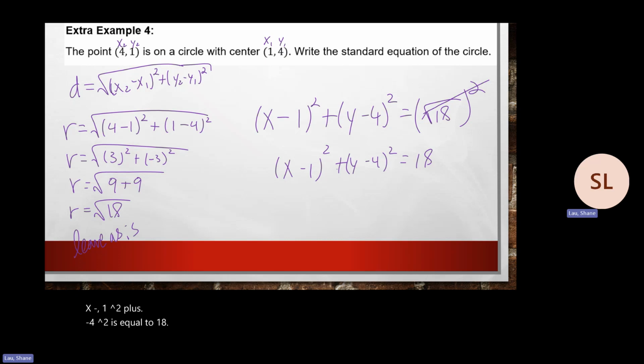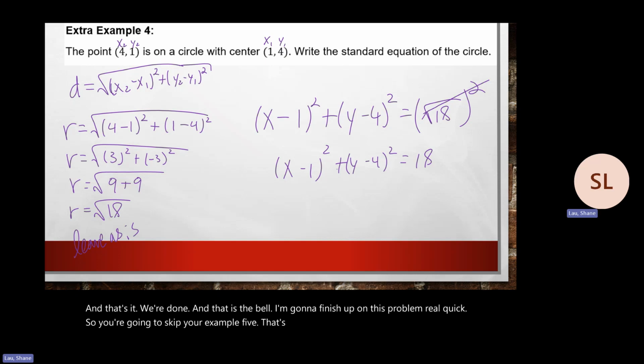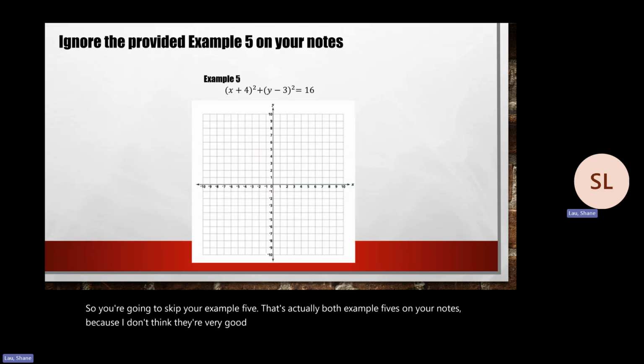Okay, and that is the bell. I'm going to finish up on this problem real quick. So you're going to skip your example 5. That's actually both example 5s on your notes because I don't think they're very good questions. But I did make up my own example 5 just so that we know how to graph it.